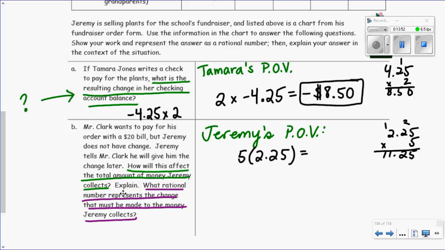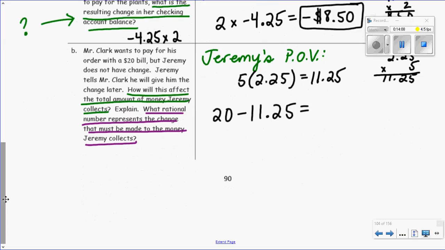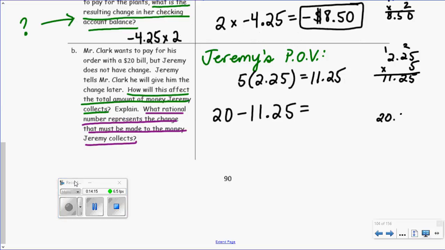Okay, did you get 11.25? That's how much Mr. Clark has to pay. Okay, but he only has a 20. So how much does Jeremy owe him? Another thing that's happening, I'm noticing kids as they add, subtract, multiply, divide, things like that. So we got to remember our rules that you've learned in the past. So for decimals, you have to line up the decimals when you subtract. So it's $20 minus $11.25.